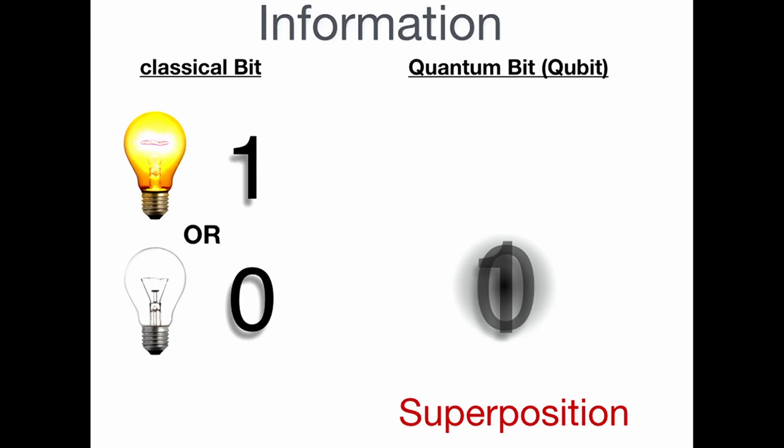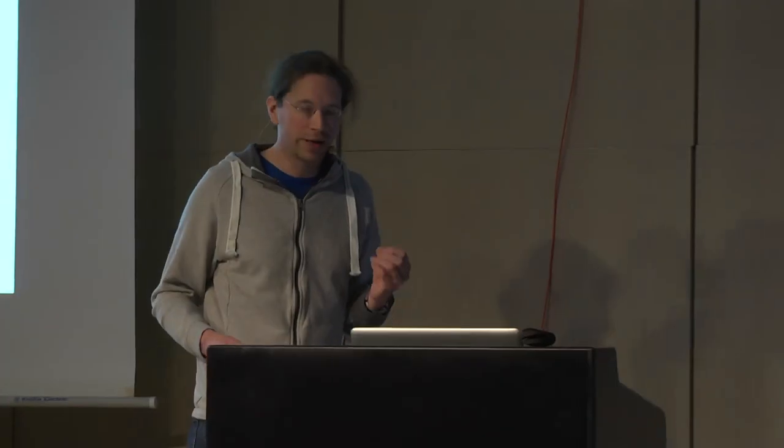You see here, the quantum bit, the qubit, can also be one or zero, but it can be everything in between. That's what physicists call a superposition. These superpositions are really, excuse my language, fickle bitches.